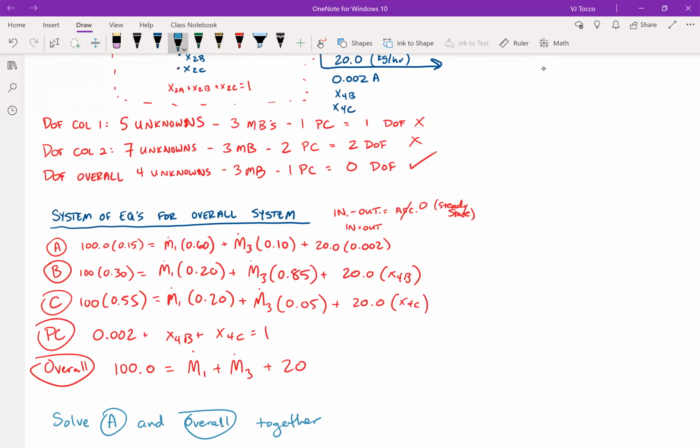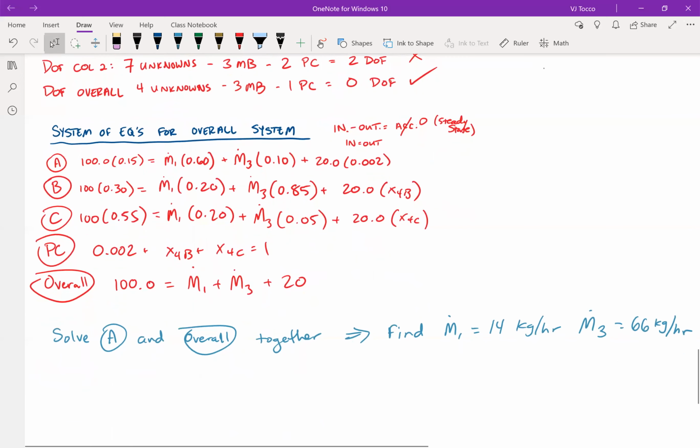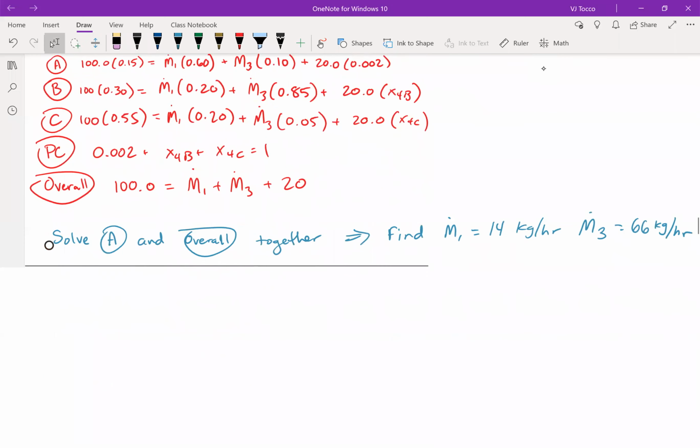Or you could use the substitution method, or you could combine them, however you choose to solve them. And you would obtain that M1, if you're trying this yourself, should be 14 kilograms per hour. And M3 is 66 kilograms per hour. Now, once you have these 2 equations solved, you can solve for either X4B or X4C using the B and C equation. Or you could solve for one and then plug in the physical constraint to find the other. So the whole problem unravels after you figure out where to start.